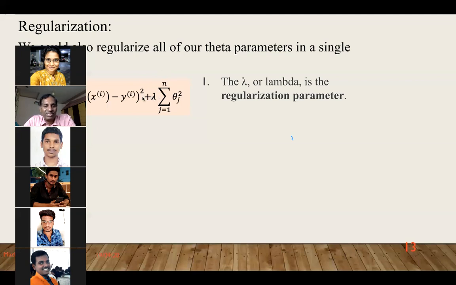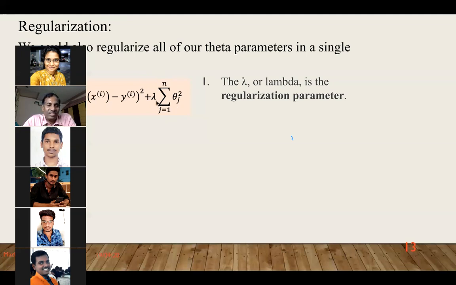If you increase lambda, this whole cost will increase, right? If you decrease lambda, the whole cost will decrease. So when you decrease lambda, it allows thetas to take some moderate values. If you increase the lambda value, it will force gradient descent to find small theta values.